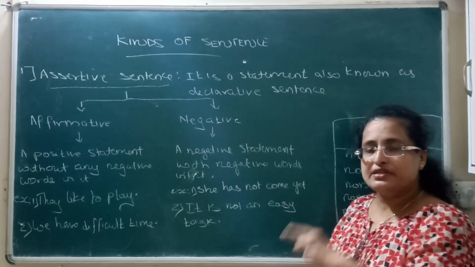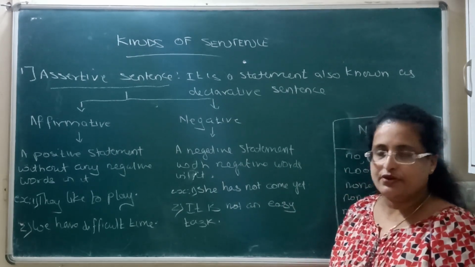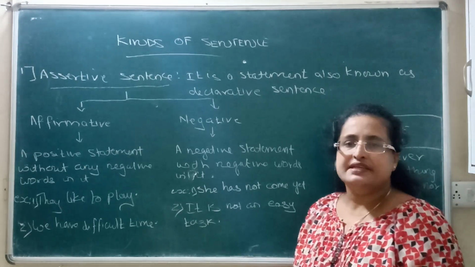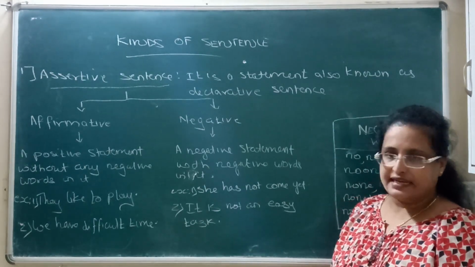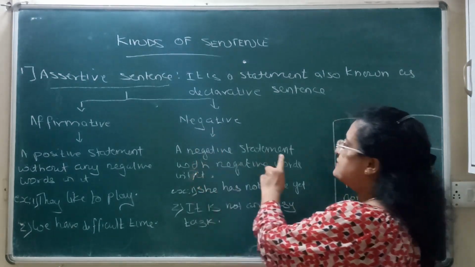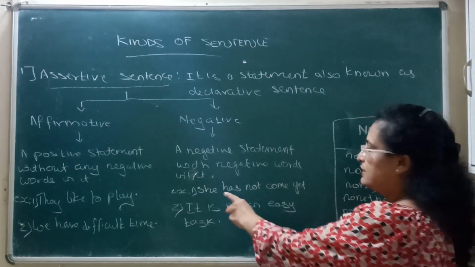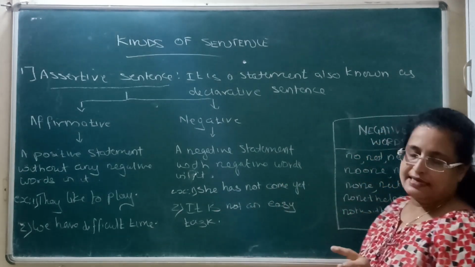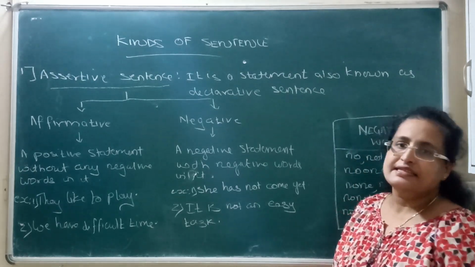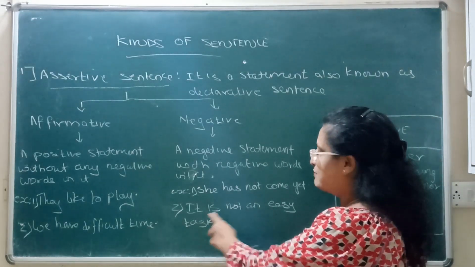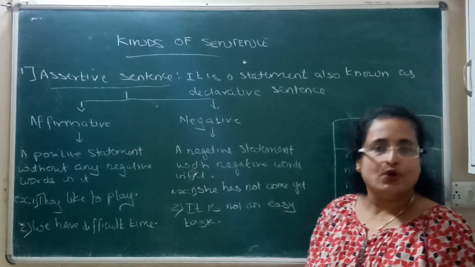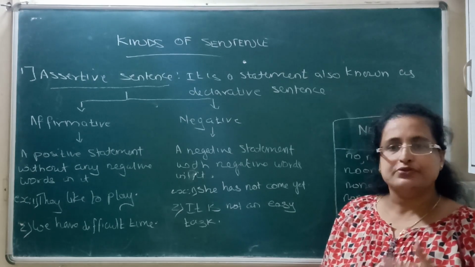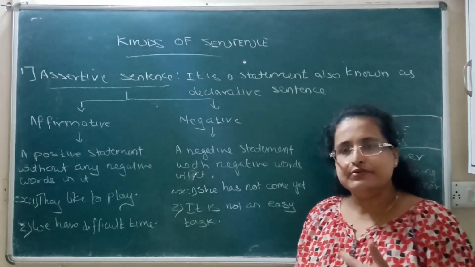Now, the second type of assertive is this: if there is negation used or if there are negative words in a statement, then that statement is known as negative sentence. Example, as I told you, a negative statement with negative words in it. Example, she has not come yet. See now, she has not come yet. Not is there. So presence of not, that is, it is a negative statement. See the second example. It is not an easy task. Again, not is there in that sentence. So this is a statement which has negation. So this statement is known as negative sentence.